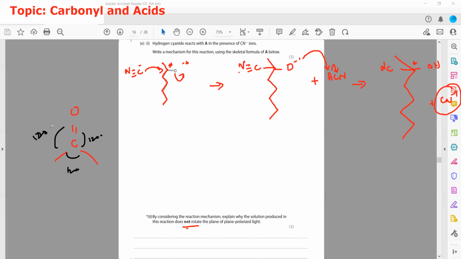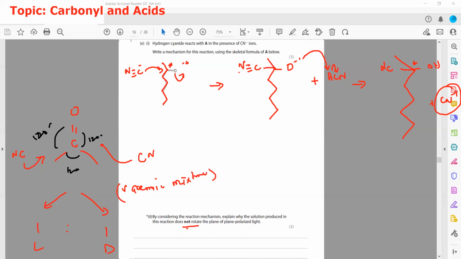So what can happen? The nitrile group, the CN group, can attack from the left hand side. There is an equal possibility that it can attack from the right hand side. So it will produce two optical isomers, L and D, and they will be in the same quantity. When we have two optical isomers in the same quantity, a ratio of 1:1, we call that a racemic mixture.